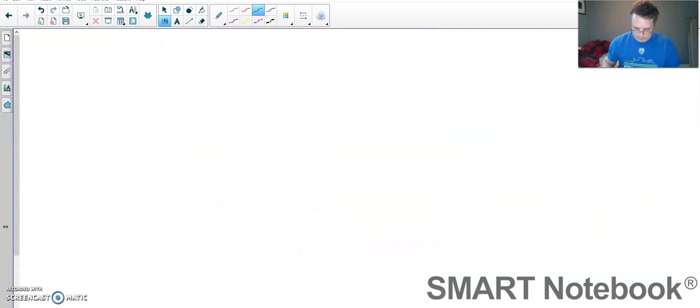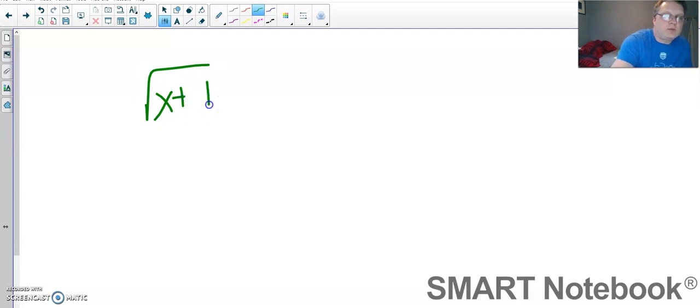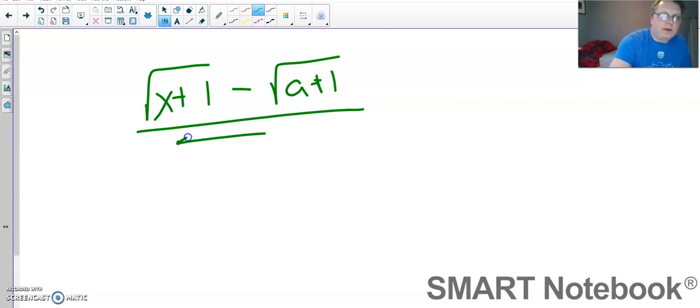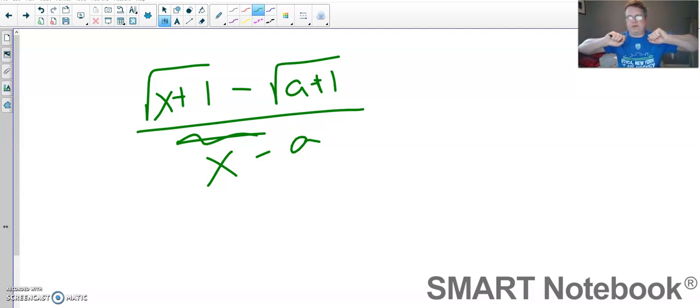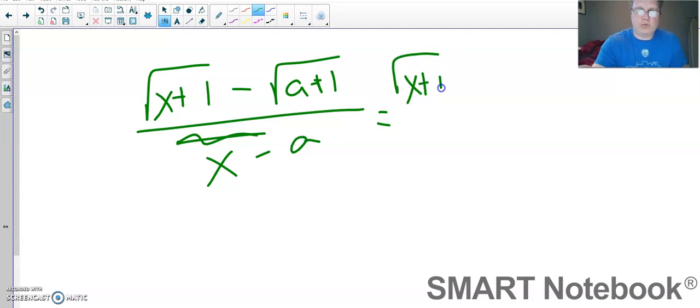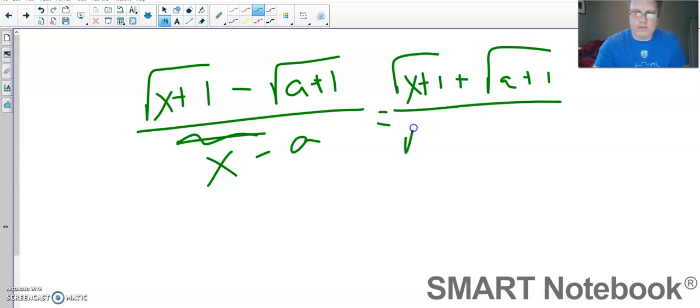All right, 7. Okay, we have square root of x plus 1 minus square root of a plus 1. Oh, yay. All over x minus a. Now, I'm not going to give you anything as crazy as this. So what happens here is we have to rationalize the numerator. We've done this. I can't remember if it was pre-calc or earlier. So when you rationalize this, you have the square root of x plus 1 plus square root of a plus 1. And you multiply both of them.